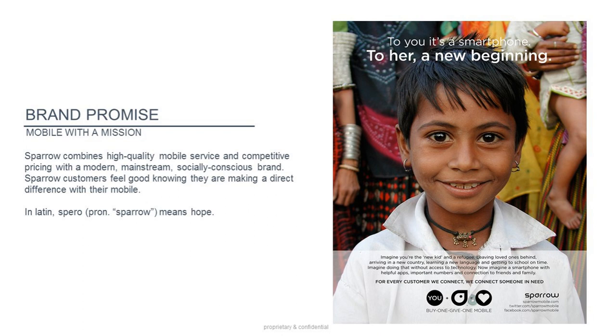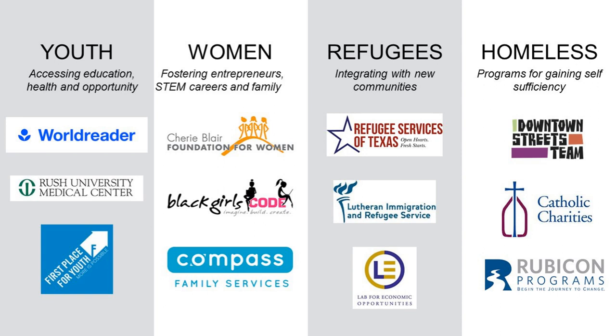So our promise to our customers and to the community is, to the customers, we're going to provide the highest quality possible service, with real high-touch customer care and fair, transparent pricing. And to the community, on the Give One side, we offer, through our partners, really high-impact programs that are changing lives. What that looks like is some examples of programs we have ongoing today and have done over the past few years. Our main areas of impact are youth, women, refugees, and homeless.